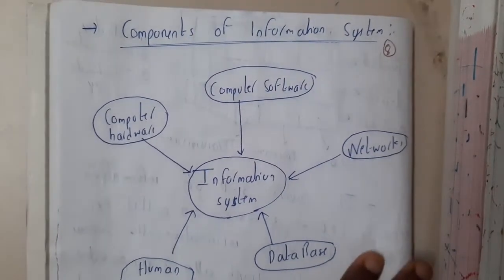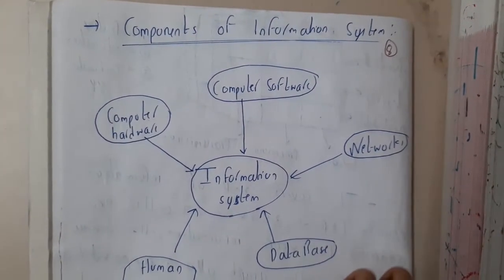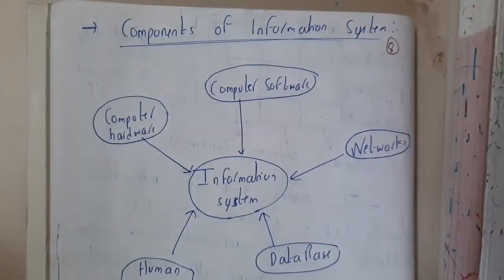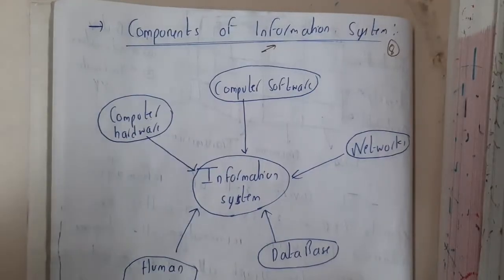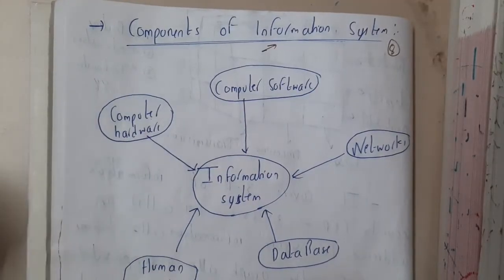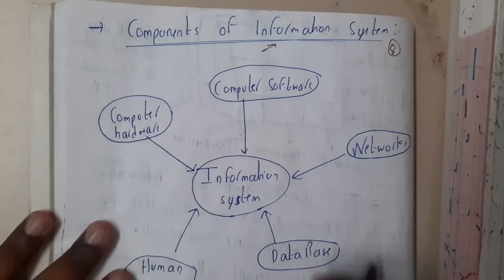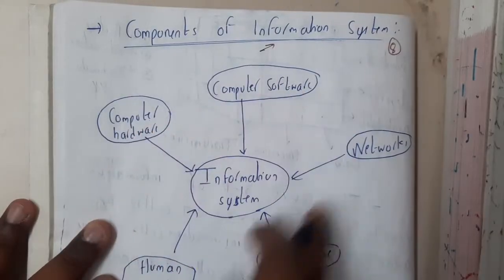In this lecture, let us go through the concept of components of information system. Basically, an information system, in simple words, is something like a computer which collects information. So what components is it going to have? It is going to have 5 different components.